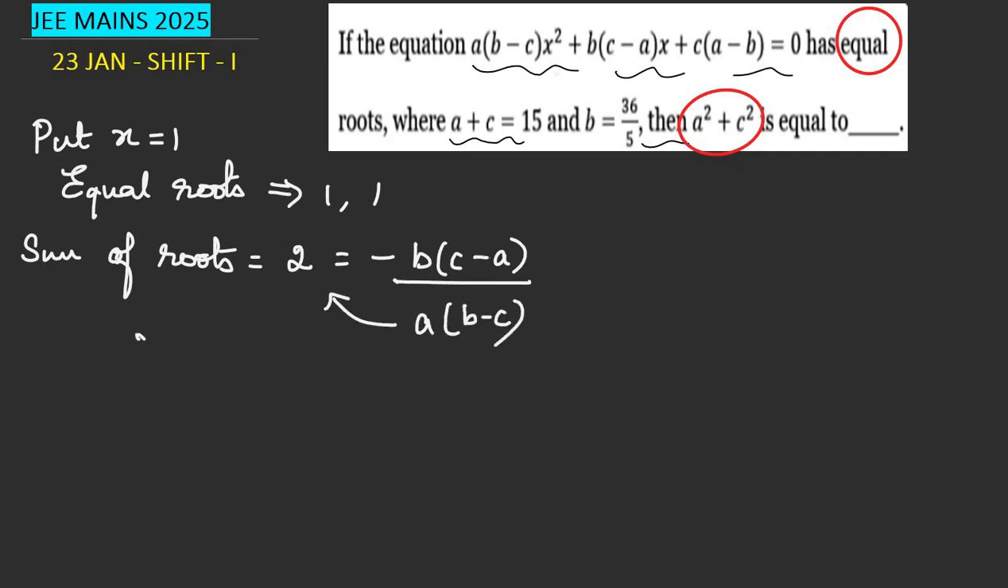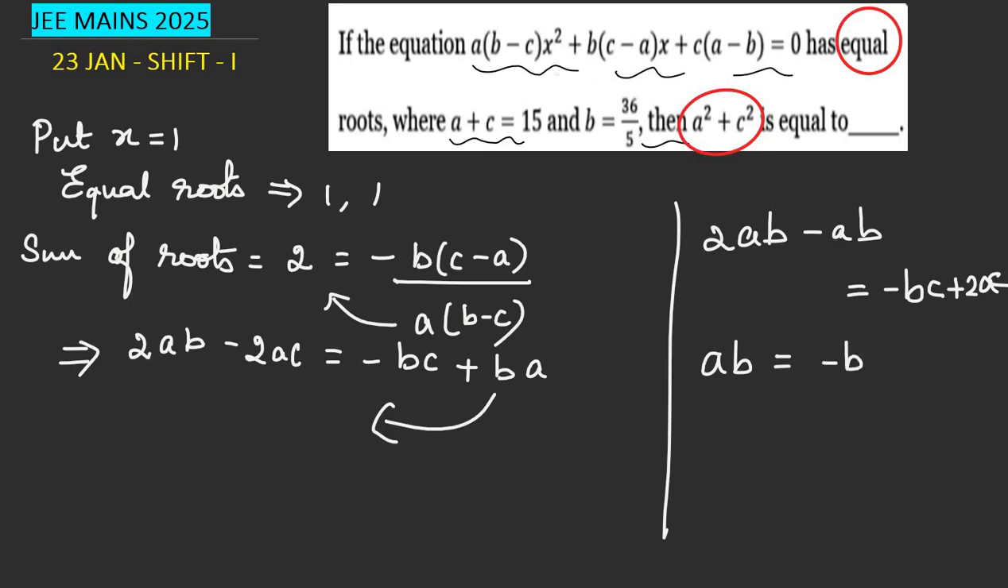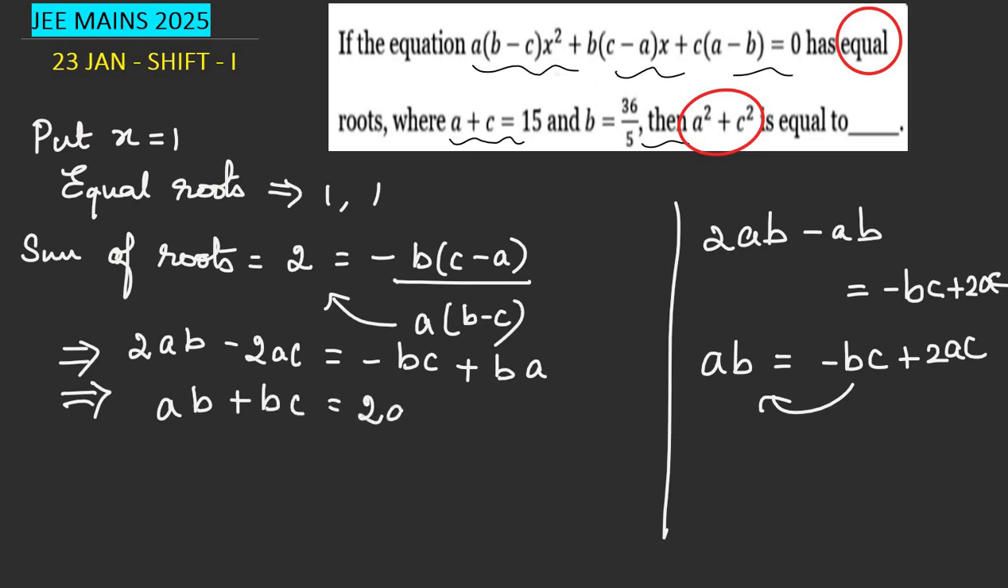We simplify by taking 2ab minus 2ac is equal to minus bc plus ba. Now what is this equation? How can we simplify this? Bringing this ab to the left side, we get minus ab is equal to minus bc plus 2ac. So that gives us ab is equal to minus bc plus 2ac, or taking this term to the left, this equation can further be simplified as ab plus bc is equal to 2ac.